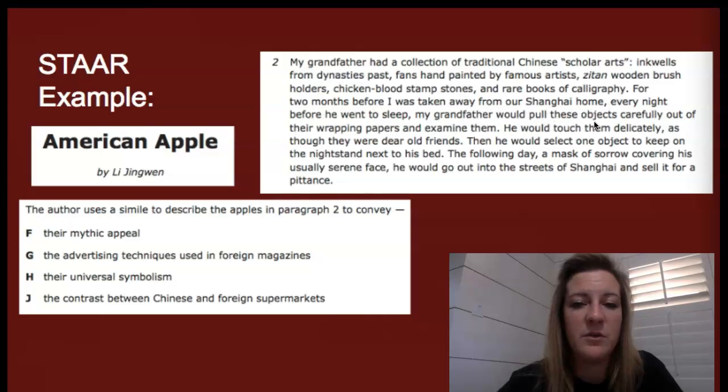my grandfather would pull these objects carefully out of their wrapping papers and examine them. He would touch them delicately as though they were dear old friends. Then he would select one object to keep on the nightstand next to his bed. The following day, a mask of sorrow covering his usually serene face, he would go out into the streets of Shanghai and sell it for a pittance.